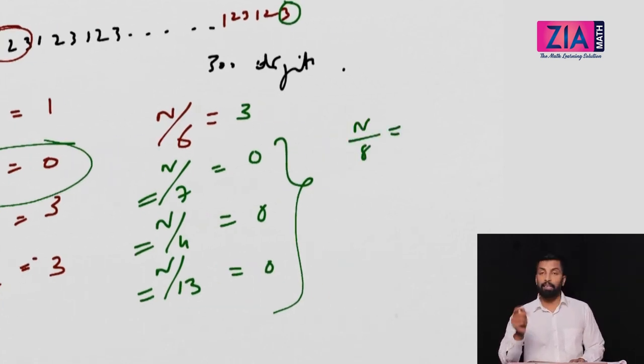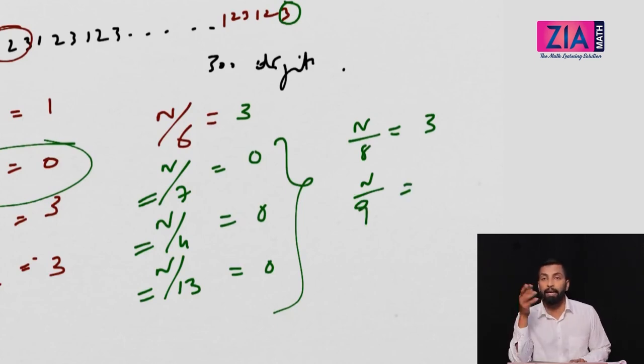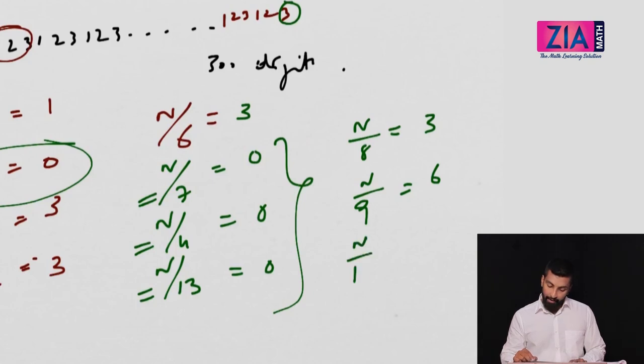Then what is left out? N by 8. What is the divisibility of 8? Last 3 digits. So 120 is the multiple, so 3 is the remainder. N by 9. Divisibility of 9: sum of digits till you get a single digit. So 1, 2, 3 means 6. 100 groups are there, means 600. Single digit means 6. So the remainder is 6. N by 10: divisibility of 10 is the last digit, so the remainder is 3.